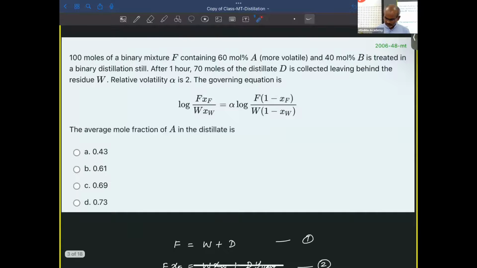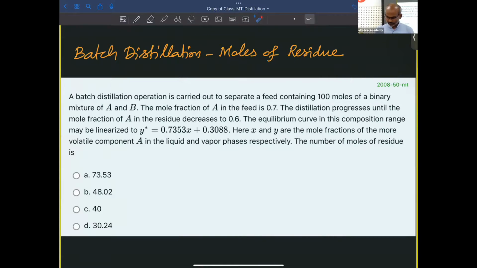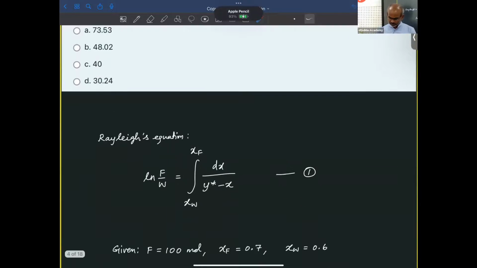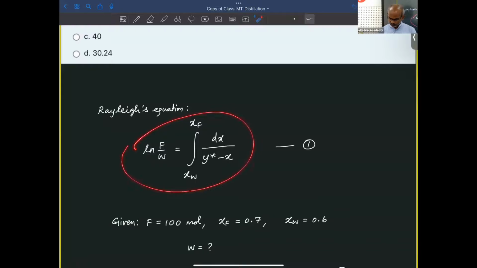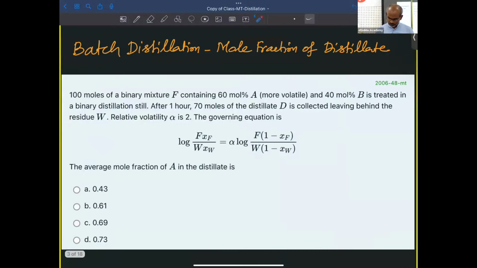Otherwise, these two questions are related. We can go through them, and one more question we'll also see. We'll try to complete whatever is available so that you will feel comfortable going through the material. So Rayleigh's original equation is actually this way: F ln of F by W equals the integral of x_W to x_F dx by (y star minus x). For y connected with x by using the relative volatility equation, upon integration, substitution and reduction, we have this simple equation. Otherwise, the original equation is like this.